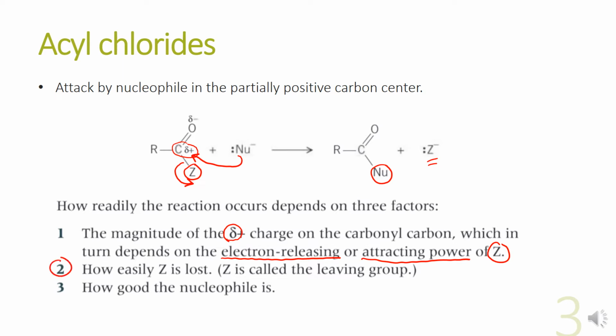And moving to the second factor, which also supports the first factor, is how easily the Z is lost. The better the leaving group is, the better the reaction will proceed. And then the last one is how good the nucleophile is. The stronger the nucleophile, the better it will attack the acyl chlorides.